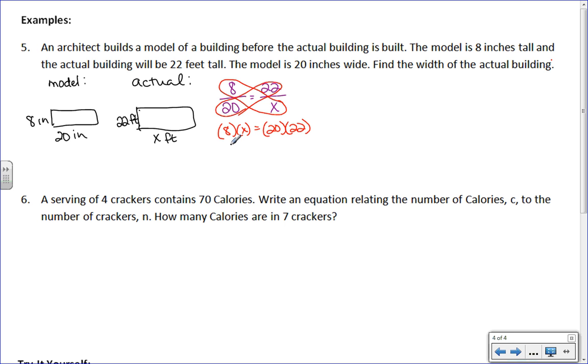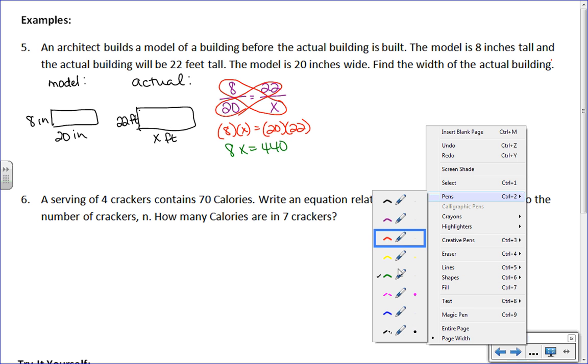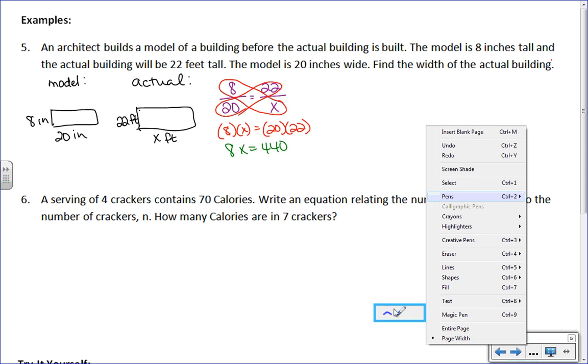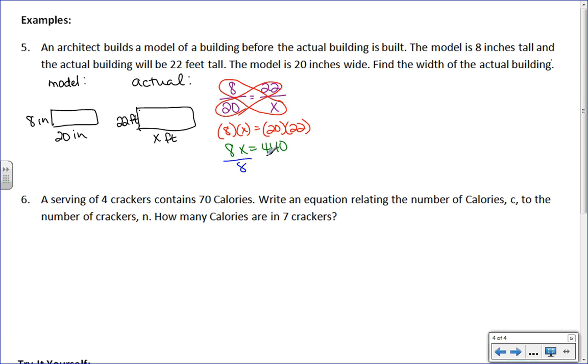And 8 times x is 8x, and then 20 times 22 is 440. And then to get x, we'll divide both sides by 8. And we get that x is equal to 55. And since we're looking for the width of the actual building, we know that this is in feet, so this should be 55 feet.